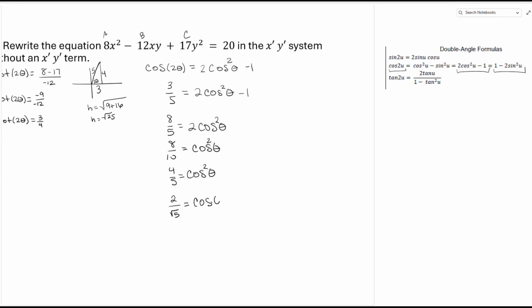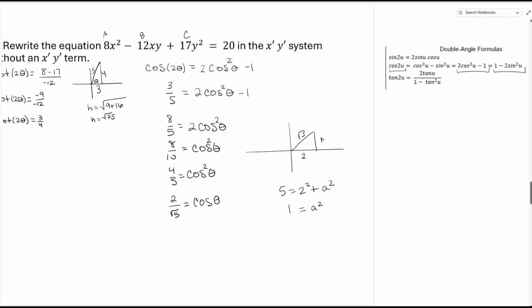And I also know that it's the positive version of it because if 2 theta is in quadrant 1, theta must be in quadrant 1. So here's my picture of just theta. 2 root 5, and if I use Pythagorean theorem here, I will have 5 equals 2 squared plus a squared. Oh, looks like we're gonna get a 1 for that opposite side.